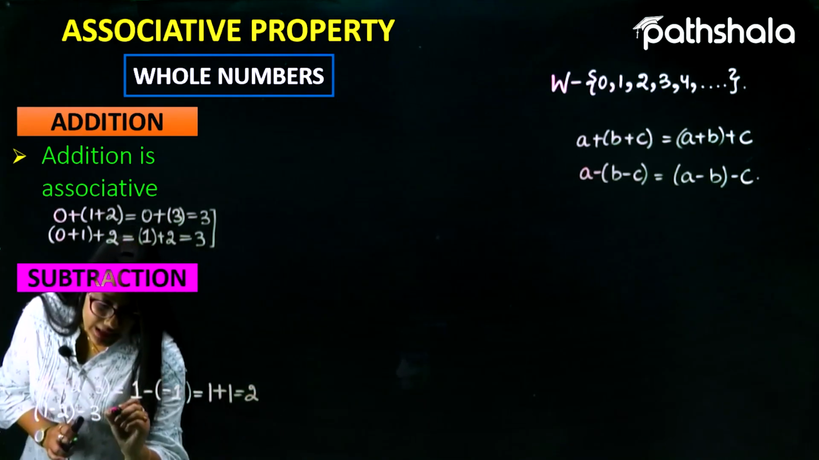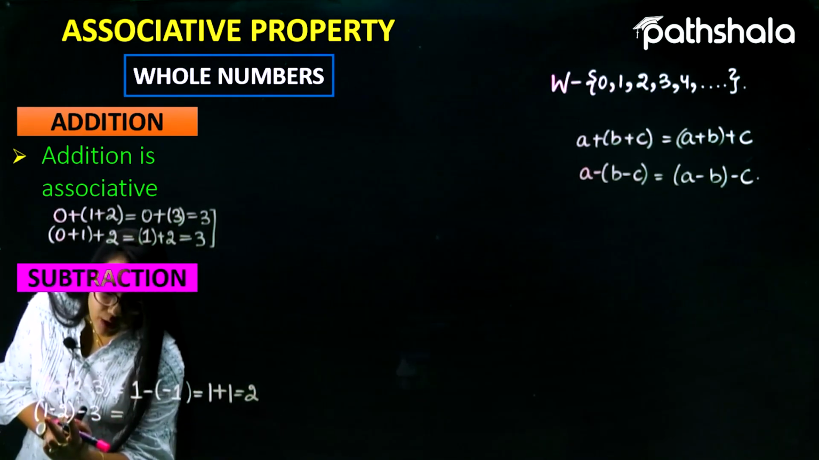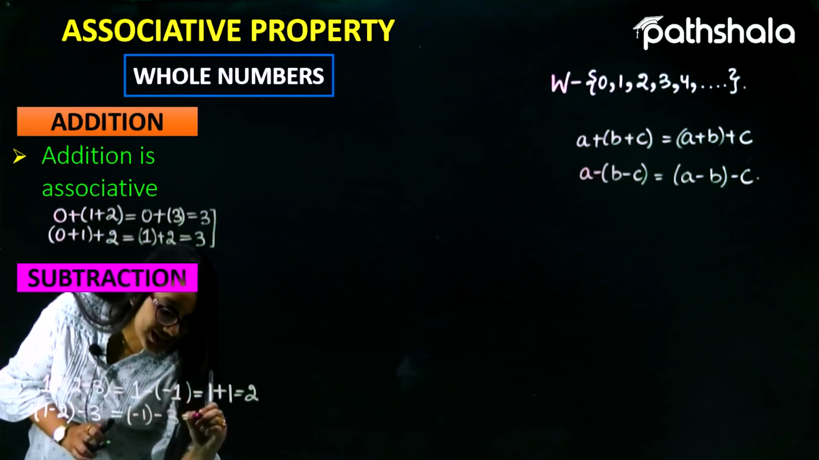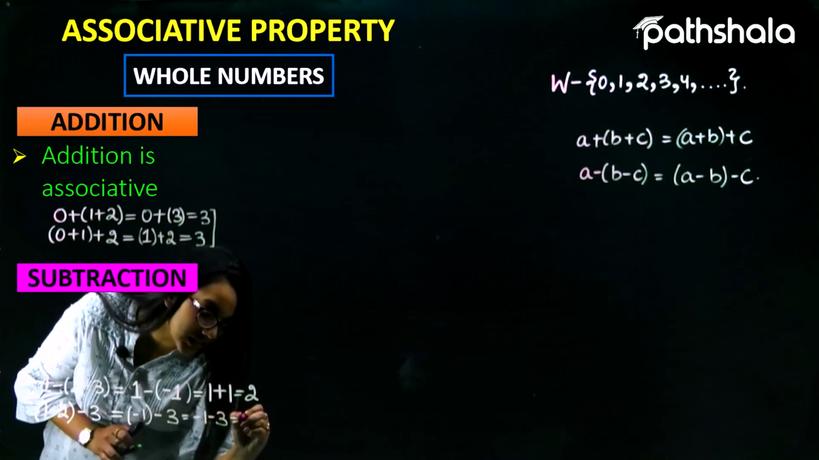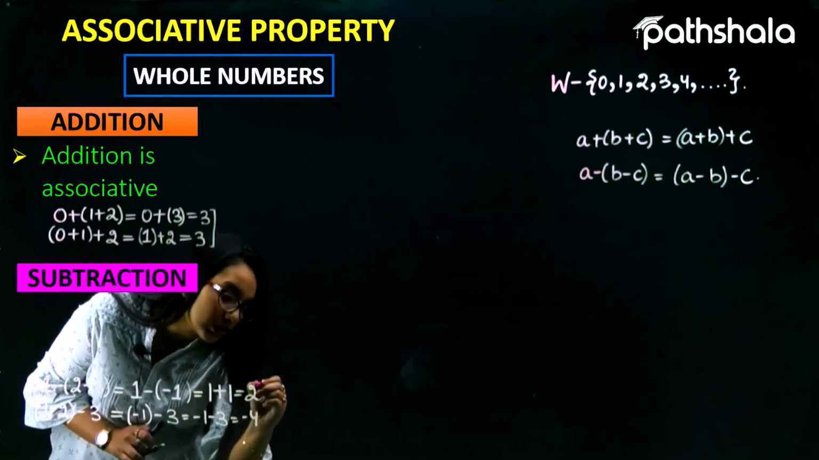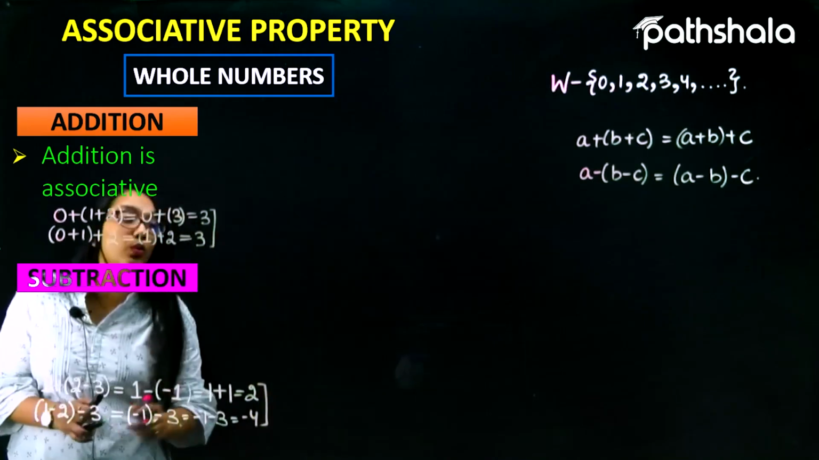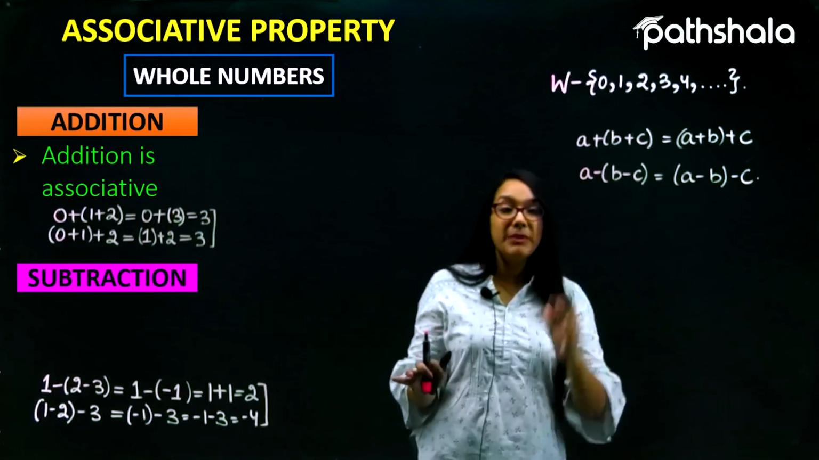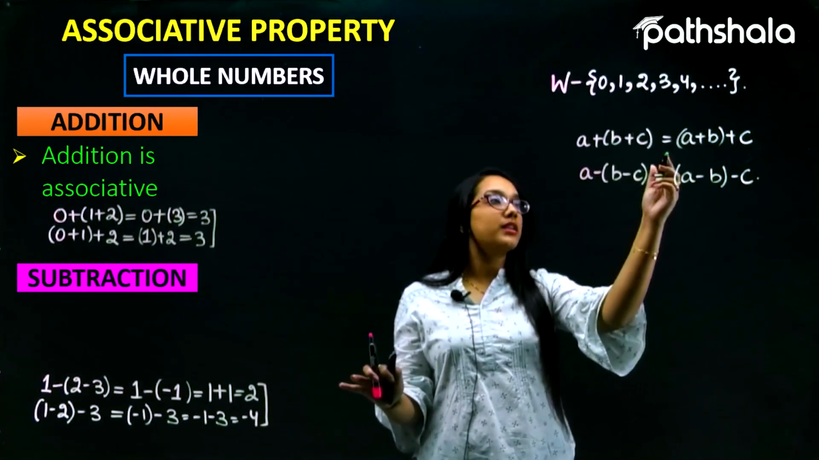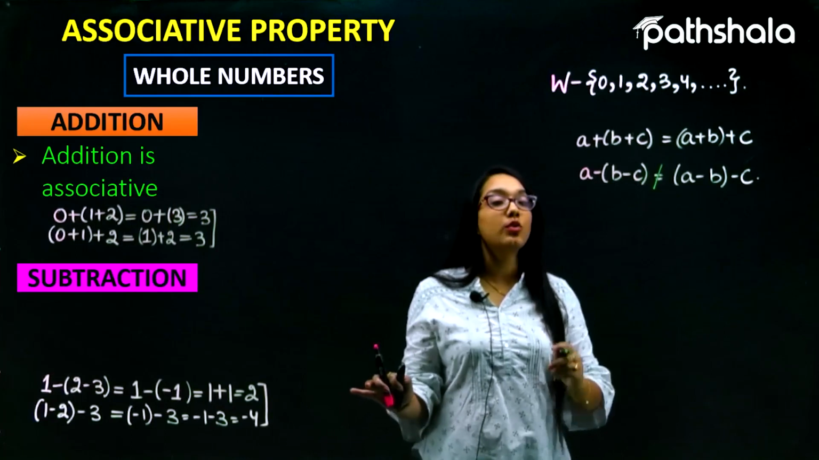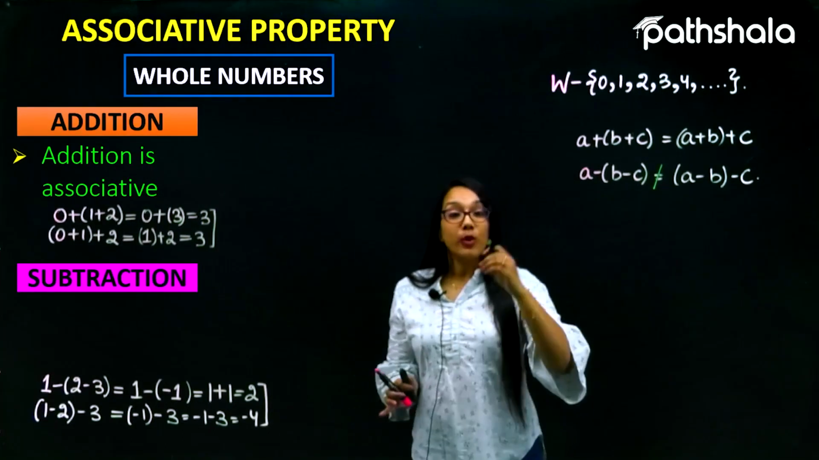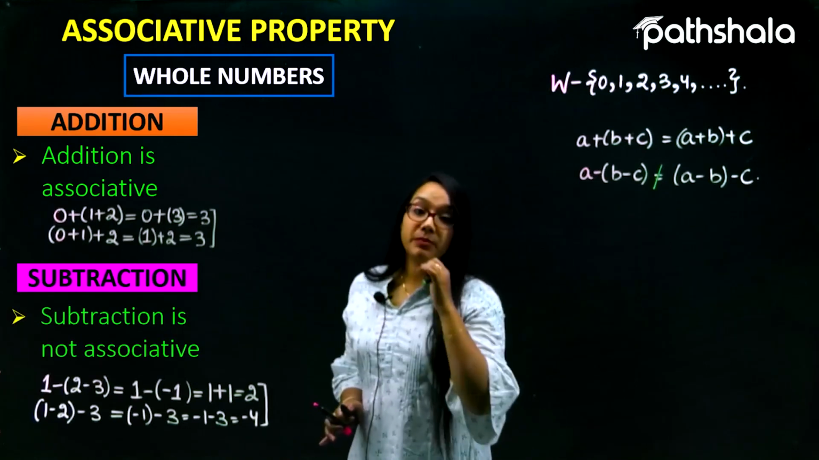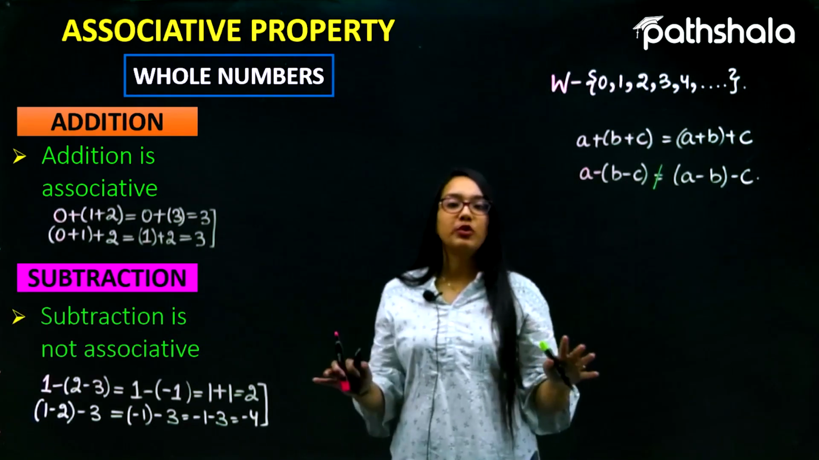But for the second case, we will solve the bracket 1 minus 2, the answer is nothing but minus 1, minus 3. So this is minus 1 minus 3 and the answer is nothing but minus 4. So the answers are not equal to each other. It means that A minus (B minus C) is not equal to (A minus B) minus C, which means that the property does not hold.